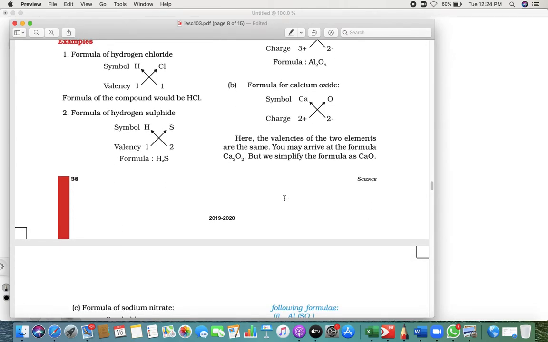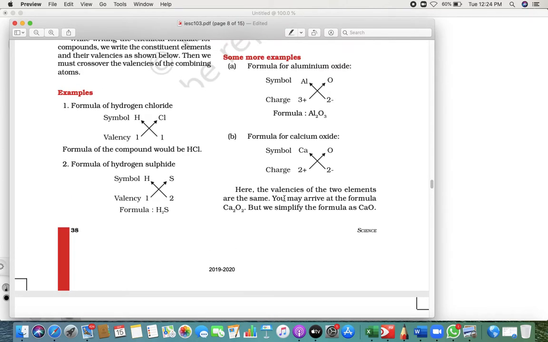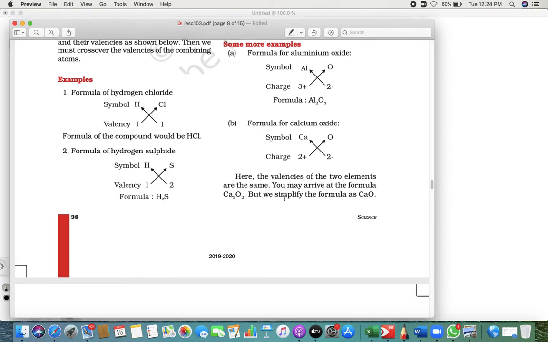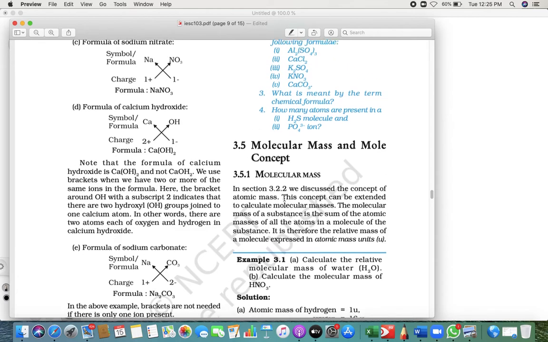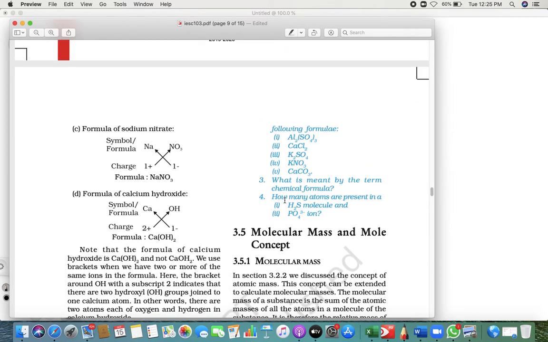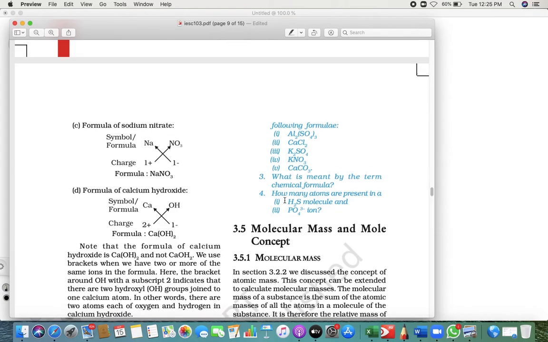Now Ca is +2 and O is -2. You cannot write it as Ca2O2, it is not right. We will write CaO. Why do we write just CaO? Because both have the same valency, and ultimately the valency turns out to be 0. Then Na is +1 and NO3 is -1, so it will be NaNO3.